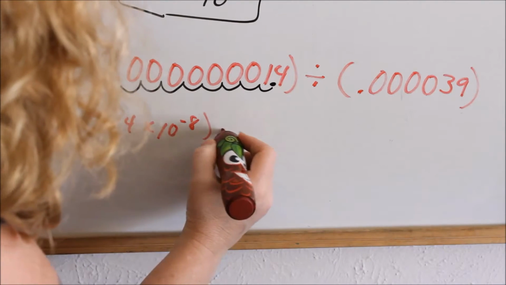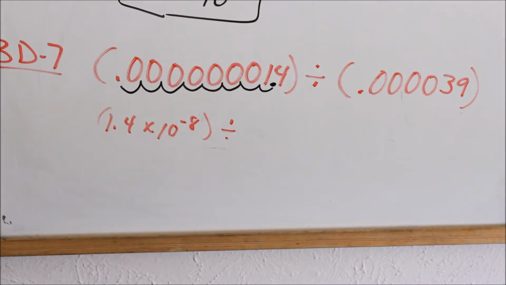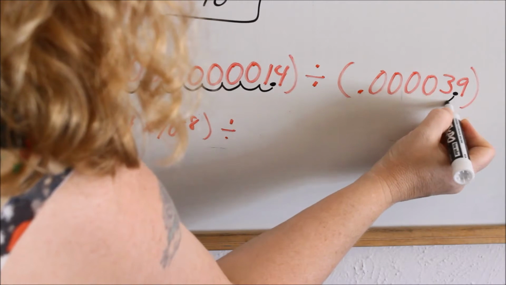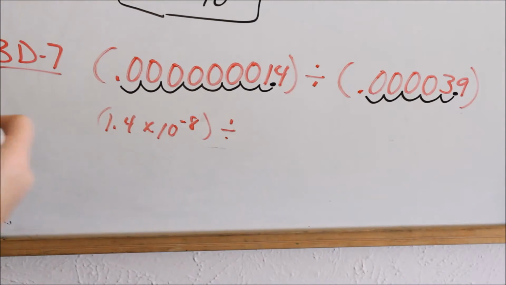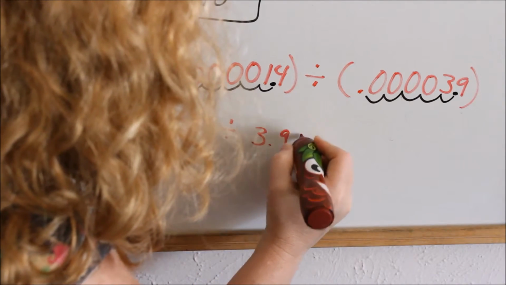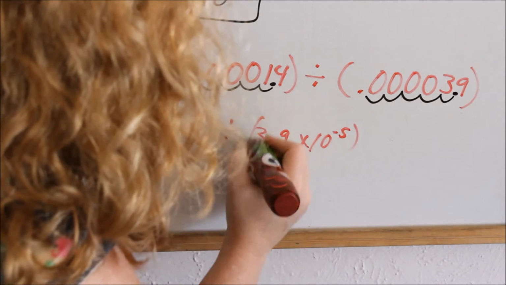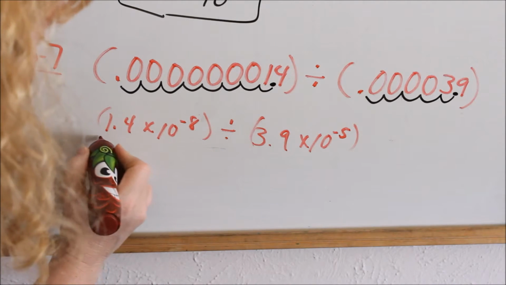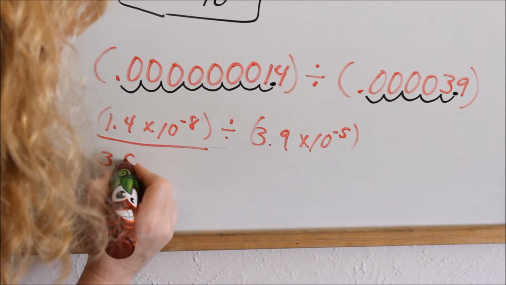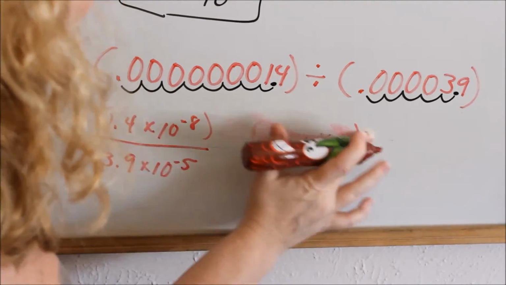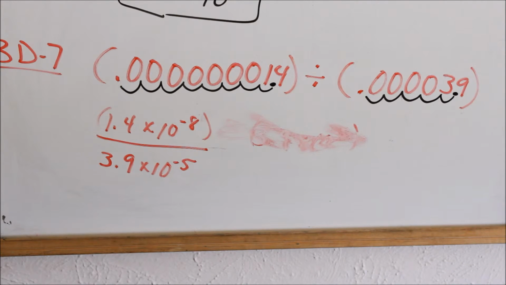And that's all divided by, putting this one in scientific notation, my decimal goes after the first number. Counting back 1, 2, 3, 4, 5. So that would be 3.9 times 10 to the negative 5th. Okay, we're dividing. So instead of writing it horizontal like this, I'm actually going to write it a division like this. Okay, because now I can see I am now going to divide these numbers.